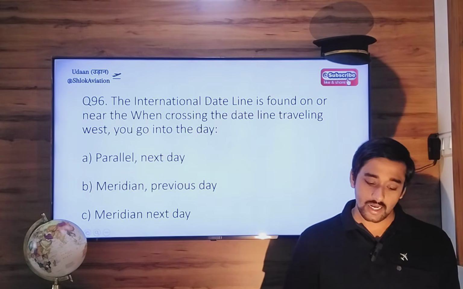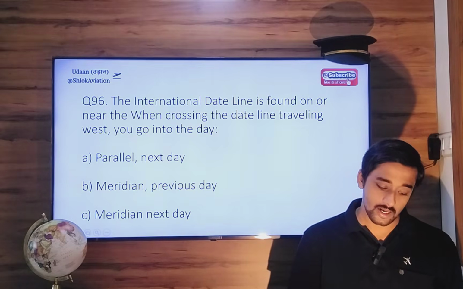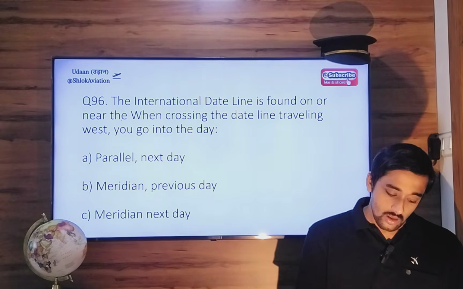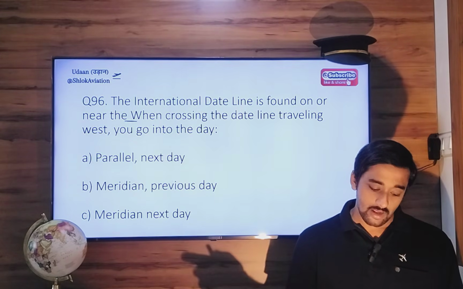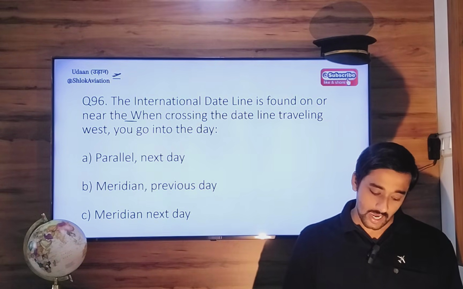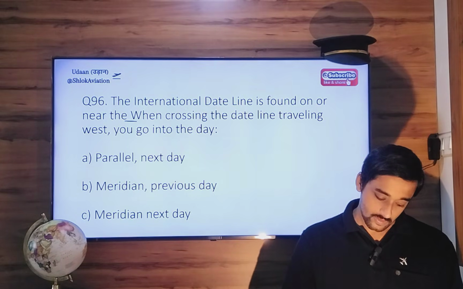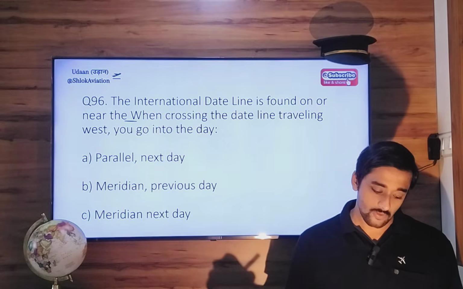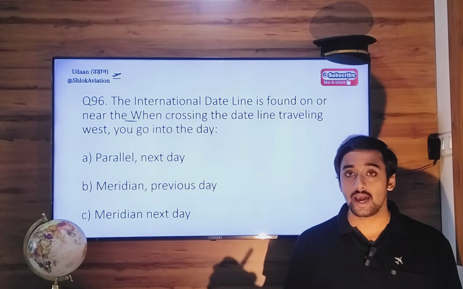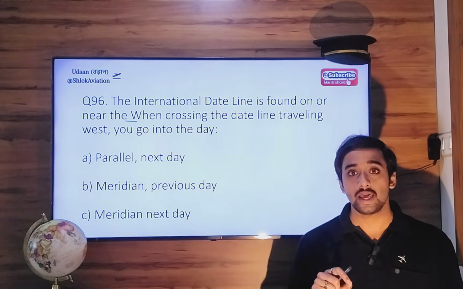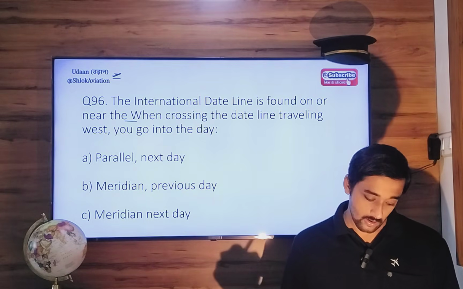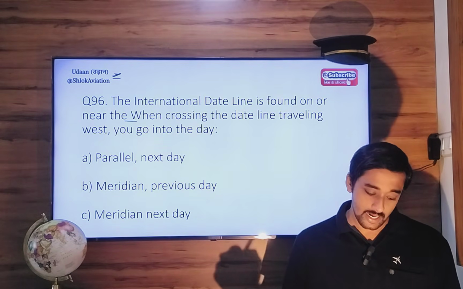The international date line is found on or near dash. When crossing the date line traveling west, you go into the dash. So, the international date line is found on or near the anti-meridian of the prime meridian. And when crossing the date line traveling west.